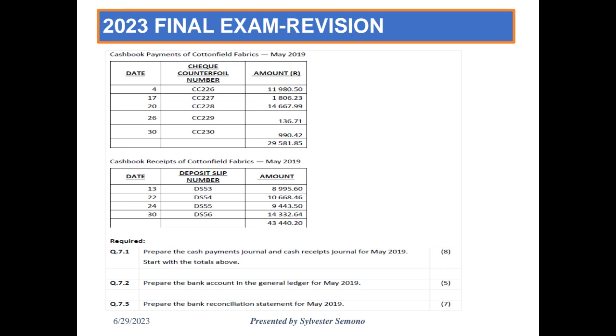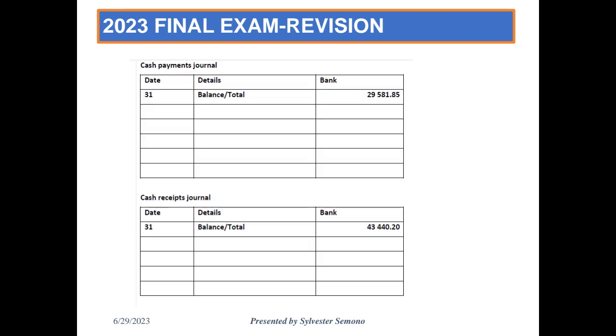I'm going to write now. Yes, these are the totals. Can you see the totals here? I think you all know where we got them from. We got them from the cash payments that is given to us, and the other one was the cash receipts. Any question?